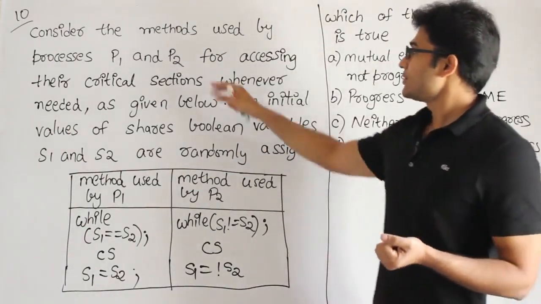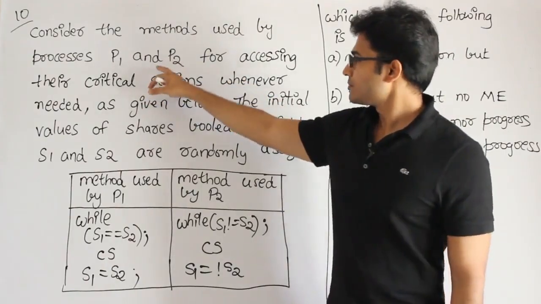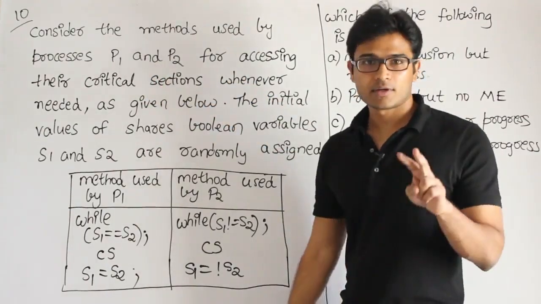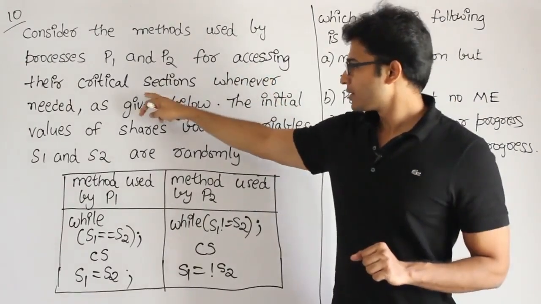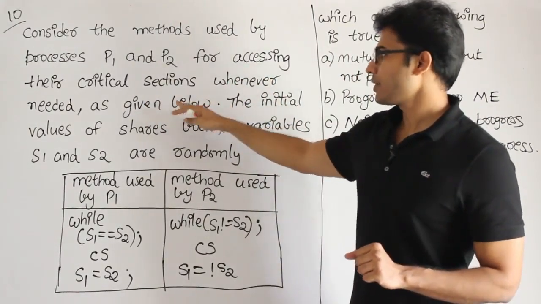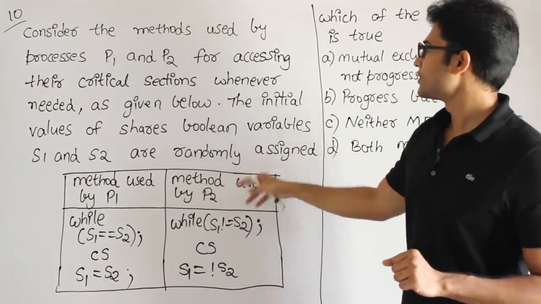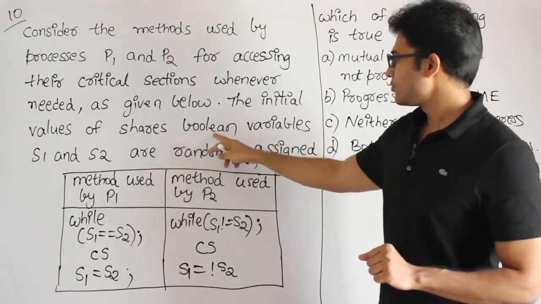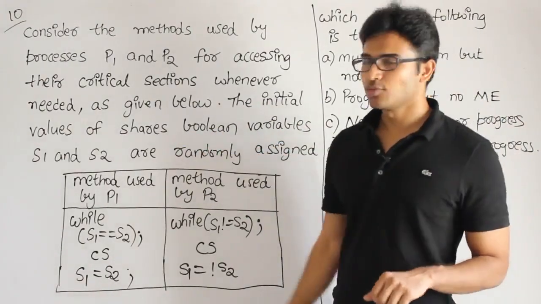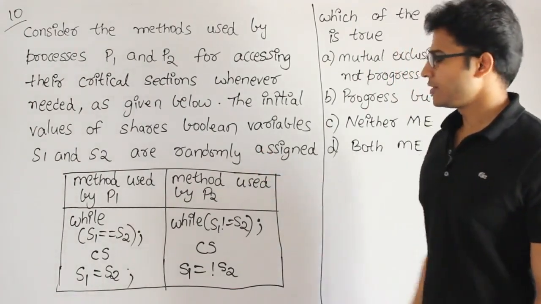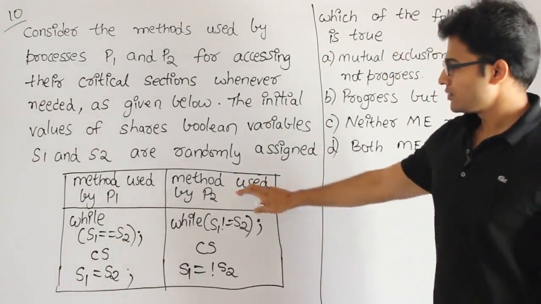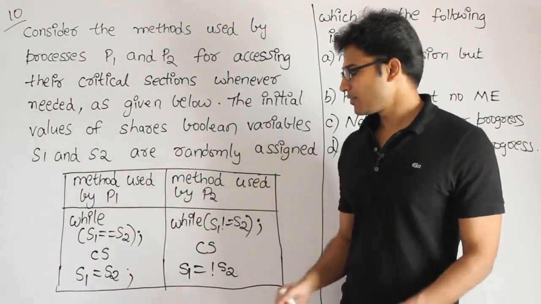Now watch it. Consider the methods used by processes P1 and P2, which means there are two processes P1 and P2, and they are willing to access the critical sections whenever needed, and they are using the critical section like this. The shared boolean variables s1 and s2 have initial values that are assigned randomly. So they are using some method like this for entering the critical section.